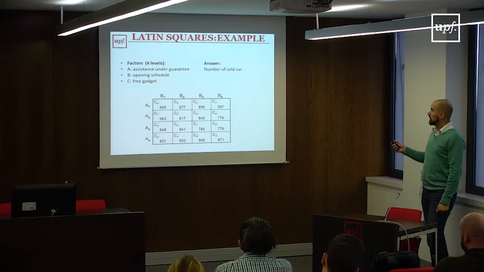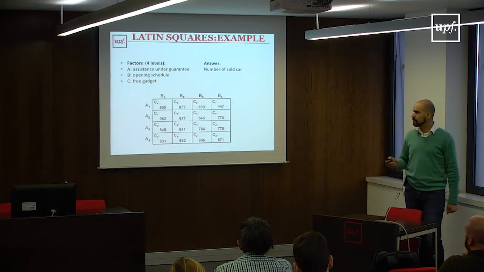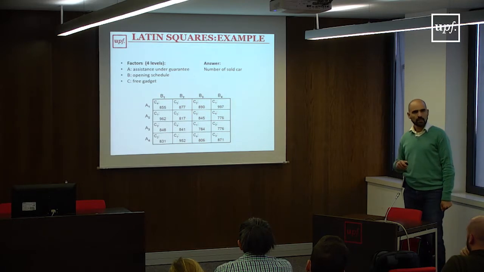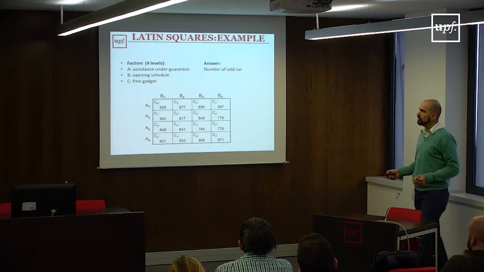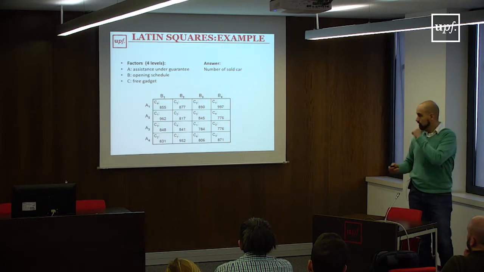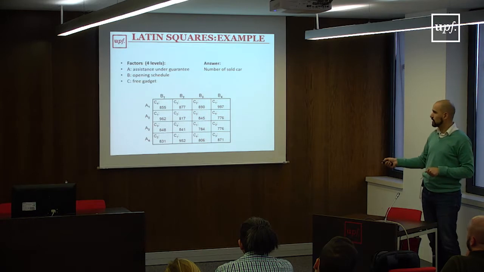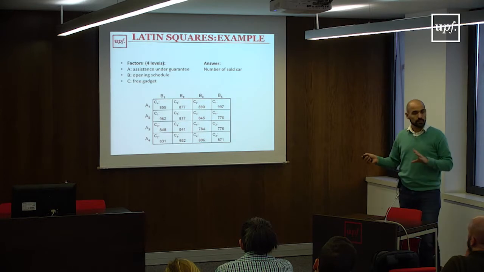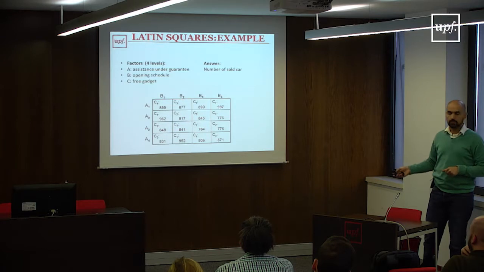This is our case. Now, an example: we have 3 factors with 4 levels each. Here we wanted to see if the number of sold cars was related to these 3 factors: the assistance under guarantee, the opening schedule, and the free gadget given with the car. We have our table, and here there is the number of cars sold. There is no repetition in this case, and we have the number sold for each of the combinations.